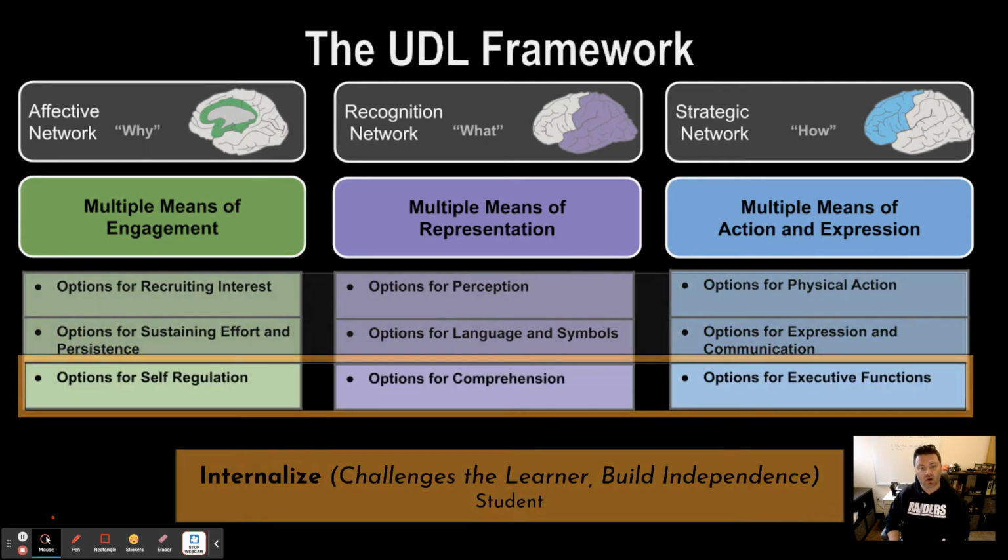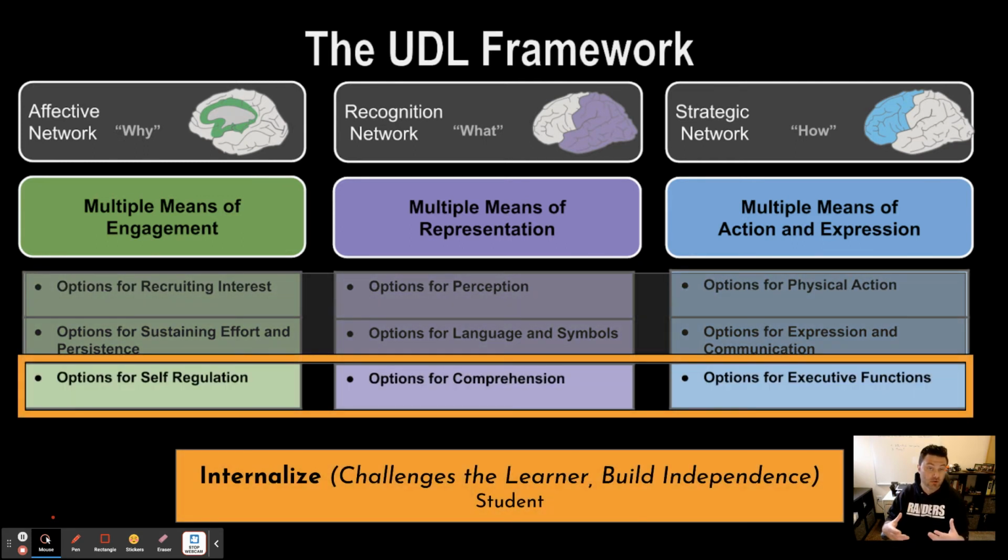That bottom row right here is where we are trying to encourage the student to become an expert learner, that internalized state where the learner is very independent and they start taking responsibility for a lot of their actions, and a lot of the things that are happening in the classroom. So self-regulation, they're learning to self-regulate their emotions. They're learning ways and tools of comprehension that work best for them. They're setting goals and evaluating those goals through executive functions. So that's the reason why the guidelines are set up the way that they are.